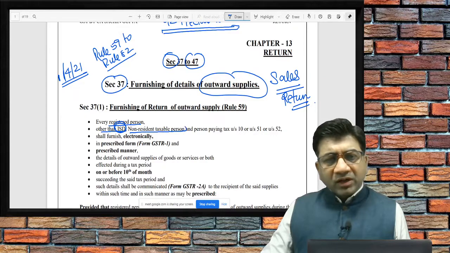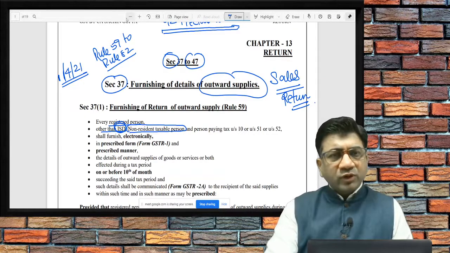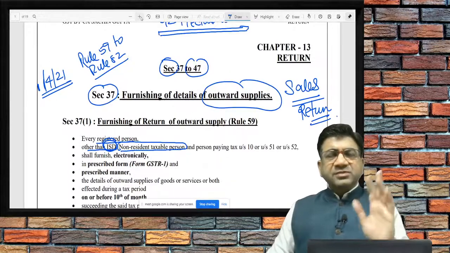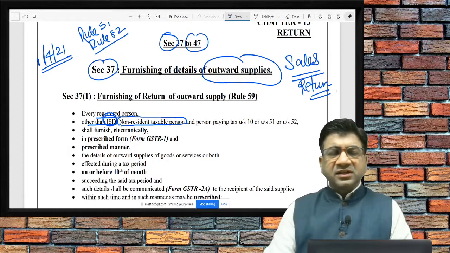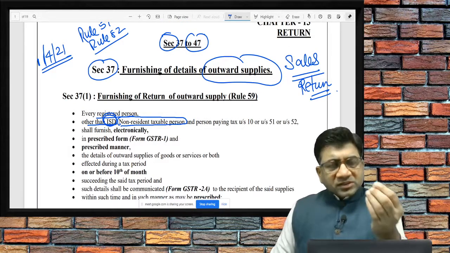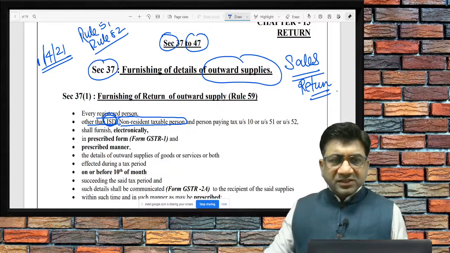NRTP is again not liable to file GSTR1. NRTP is not liable, so you have to remember this only. In the exam, this might come: who is liable to file GSTR1 return? X was this person. Is he liable to file? So stick to basics. That is the only mantra for examination success.